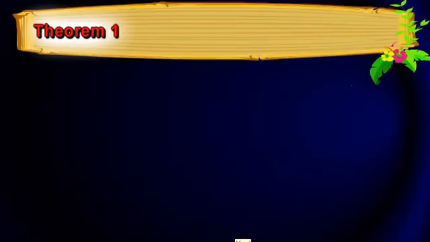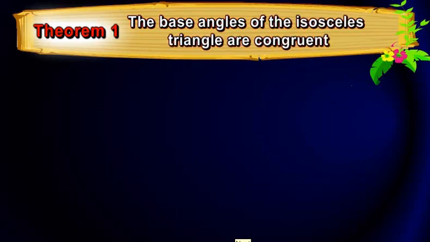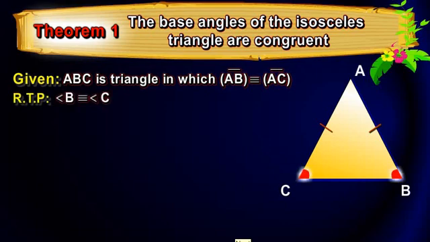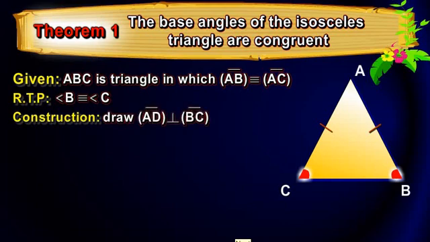Theorem 1. The base angles of the isosceles triangle are congruent. Given: ABC is a triangle in which side AB is congruent to side AC. Prove that angle B is congruent to angle C. Construction: Draw AD perpendicular to BC. Proof.